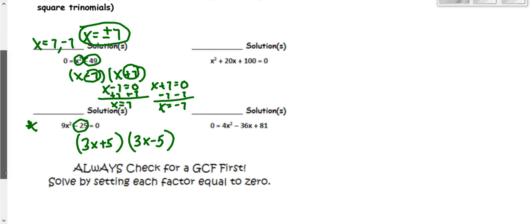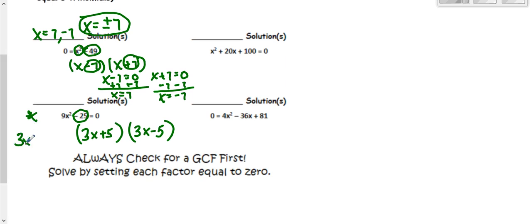So now to solve, 3x plus 5 equals 0. I'll subtract 5 from both sides. I have 3x equals negative 5. I'll divide by 3 on both sides. So I have x equals negative 5/3.